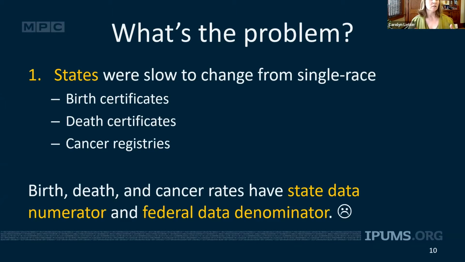So states collect birth certificate data, death certificate data, and cancer registries. And someone who's creating rates like birth, death, or cancer rates has state data as the numerator and federal data as the denominator. So what do you do with the differences in the race measurement?